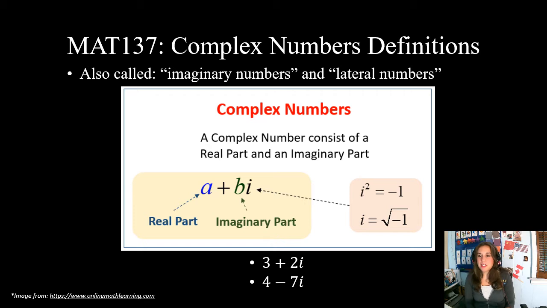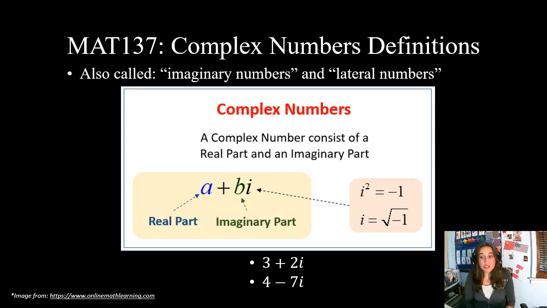So complex numbers, what are they? Well, they can also be called imaginary numbers or lateral numbers. And you guys are probably really familiar with the terms complex numbers and imaginary numbers, but they are neither complex nor imaginary. Complex numbers are really not that hard to understand, and they're certainly real. So using the terms complex and imaginary to refer to them is really sort of deceiving.